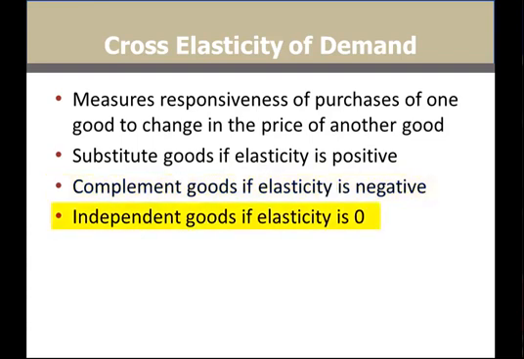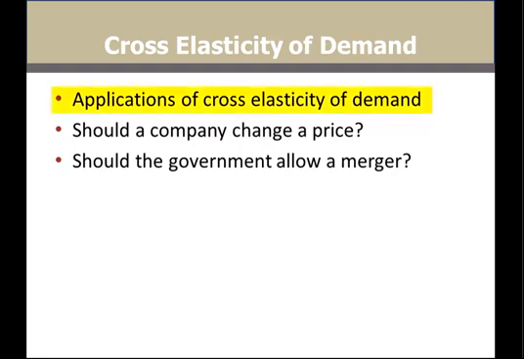If the goods are unrelated, they will exhibit a cross-elasticity of 0. Companies can use cross-price elasticity to determine whether raising the price of one of their products will affect sales of another of their products.